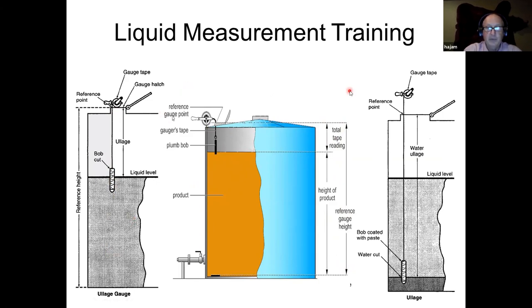Then another thing we must do is determine the free water. So we put water cut paste on there. We go down into the tank and determine if there is any free water in the tank, based on hitting the bottom of the tank or the datum plate. That will determine the amount of free water. But that is read directly off of the plumb bob and compared against the strapping table to determine the volume of the free water. So that's a second process: determine the level of the liquid and then determine the free water content.